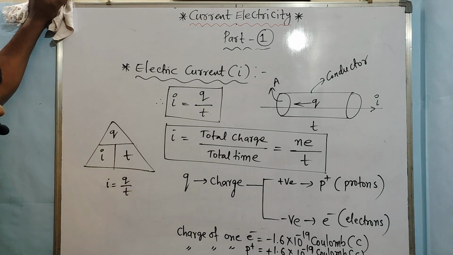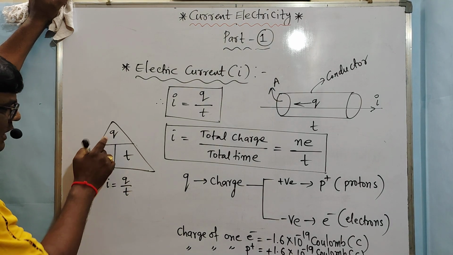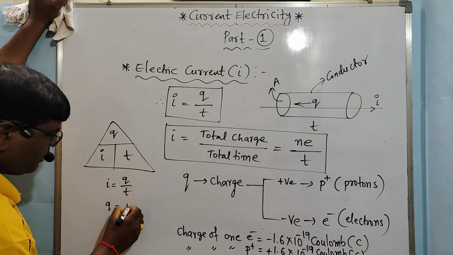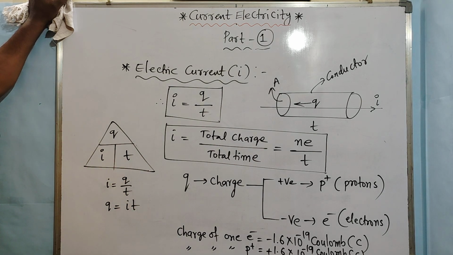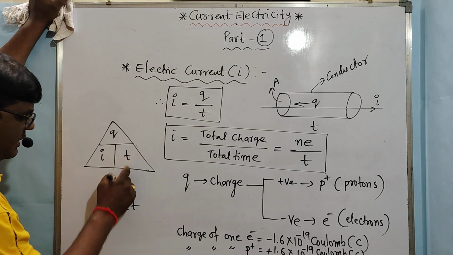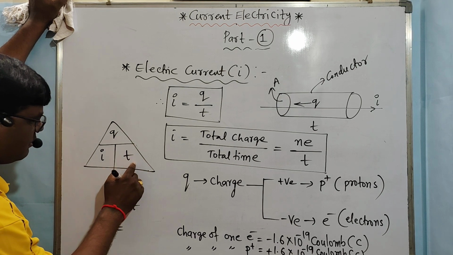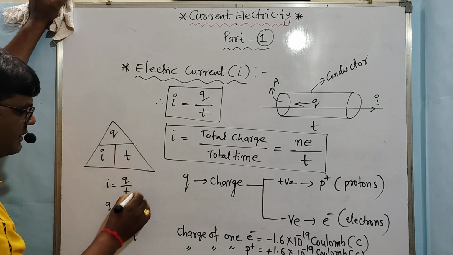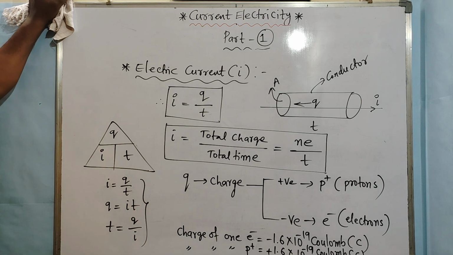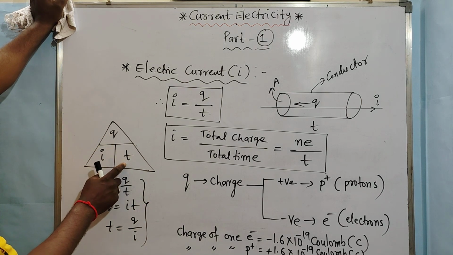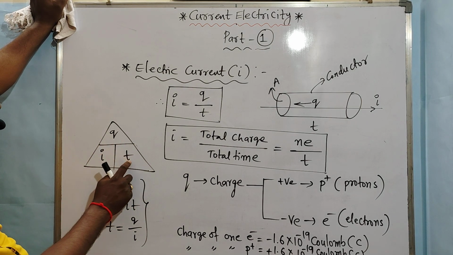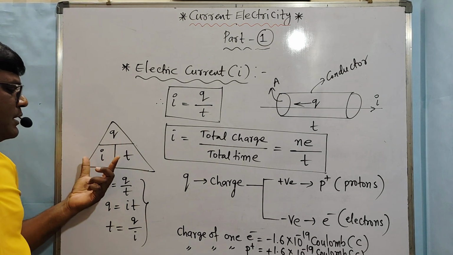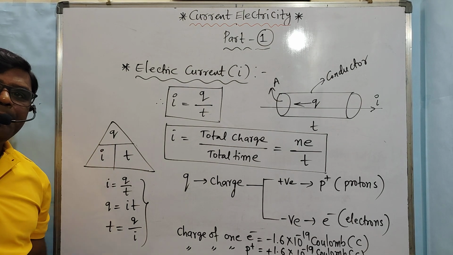That is the current formula. If you want to write charge, Q is equal to the product of current and time, I into T, and T is equal to Q by I. Electric current I is Q by T, Q is equal to I into T, T is equal to Q by I. This is one way to remember the formula of electric current.